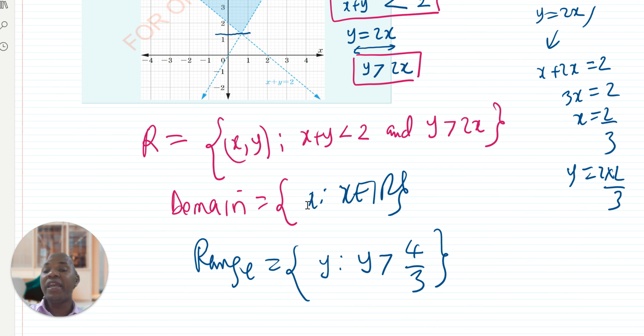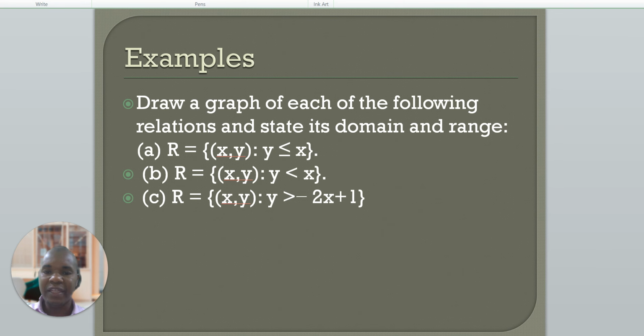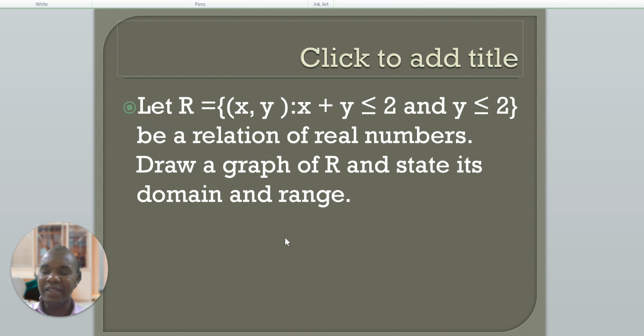So this is how we are solving these kinds of questions. And the discussion was, dear students, on linear inequality of relation.